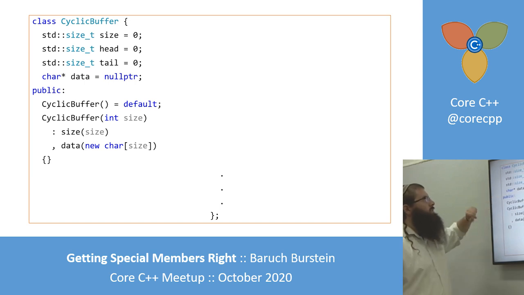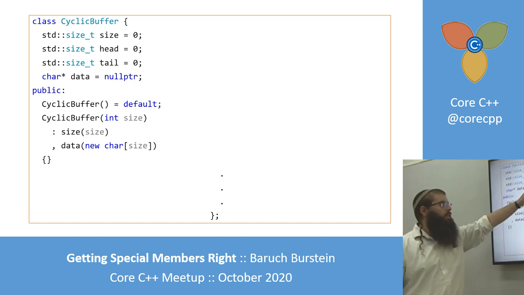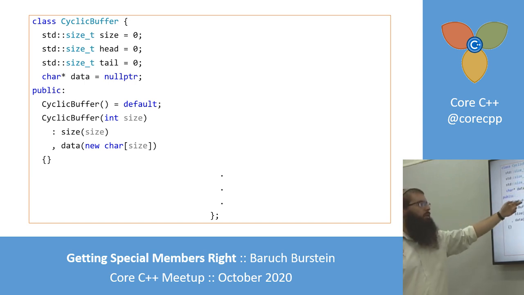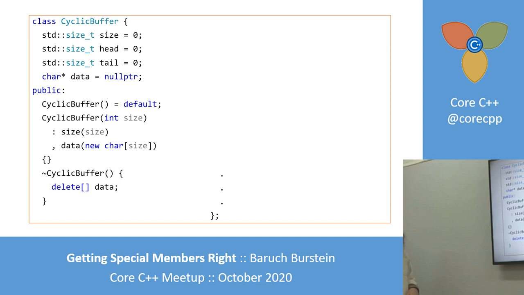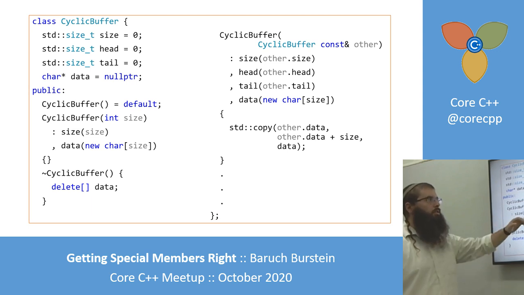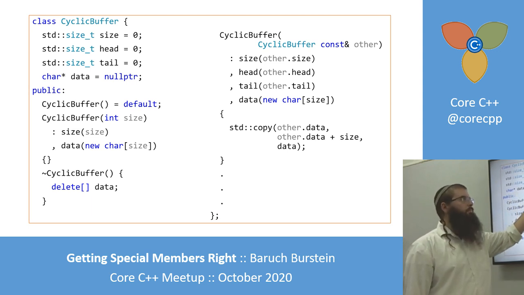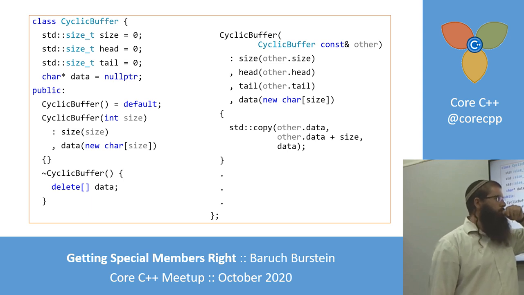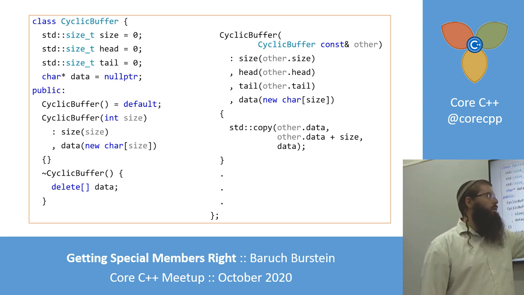So let's say we have a class, cyclic buffer: size, head, tail, and data. As we see, inline initialization for everything. Then we have our default constructor, which is very simple. Another constructor to actually initialize it with some things. Of course, we have to define a destructor to delete the pointer, and following the rule of three, we would need a copy constructor, which is often very trivial to implement. It's just copy, and do a deep copy.